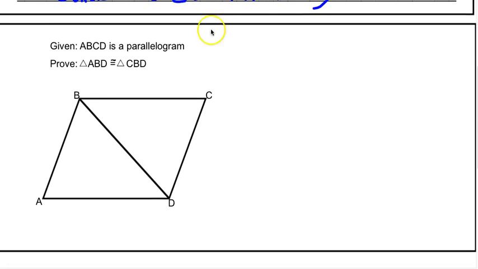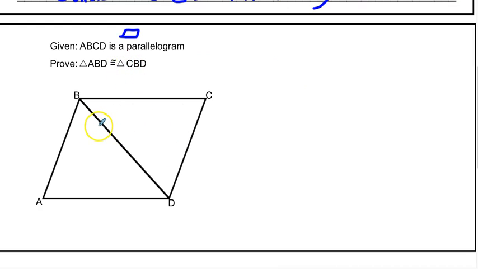So let's start with the first one. It says ABCD is a parallelogram. So this guy's a parallelogram. You could also see this written with the parallelogram symbol. They can just use this symbol. It means the same thing. All right, so I'm going to say this.